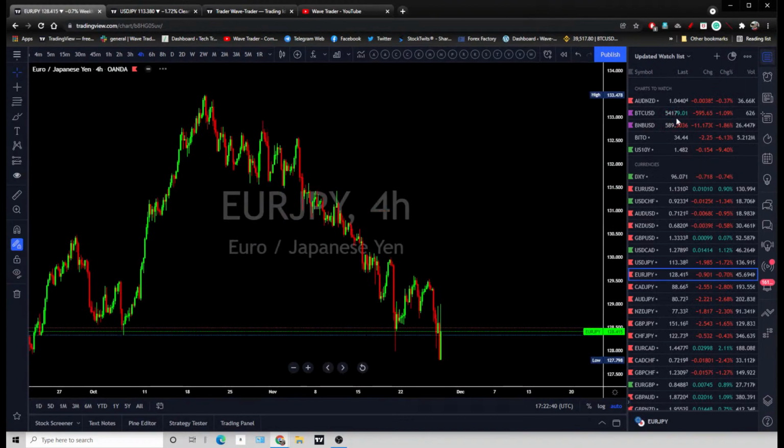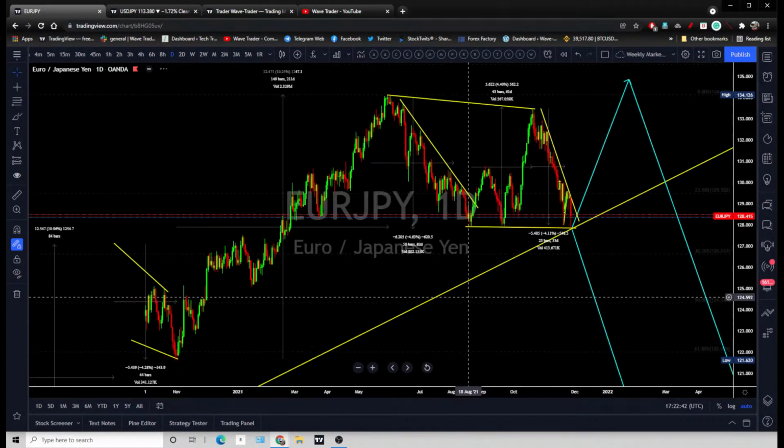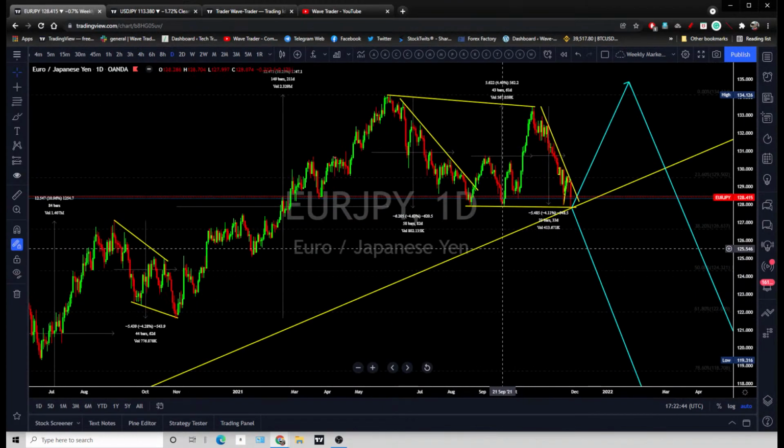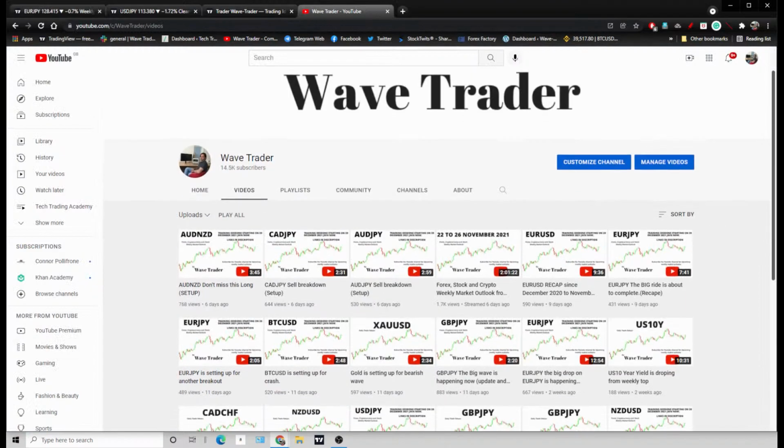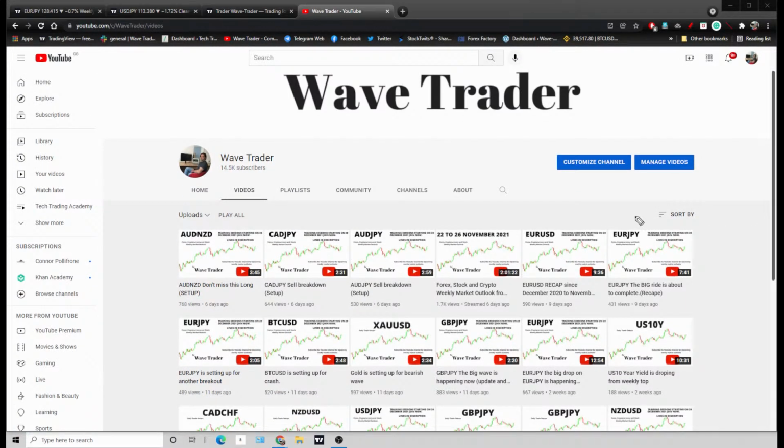So euro yen is very much over the wave, the wave which we were looking at on the euro yen from the top. If you haven't seen that wave, I mean, haven't traded on that, then look at that. The big ride is about to complete. Recap.